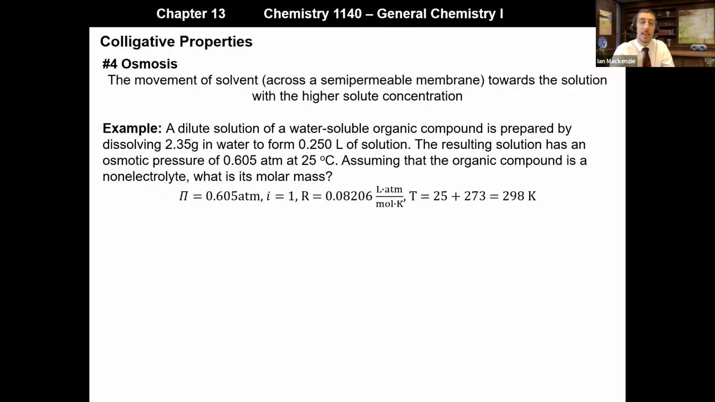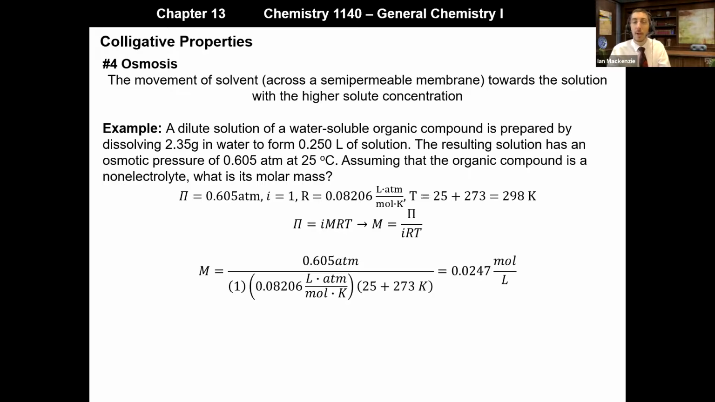Now, if I look at my equation, pi equals i M R T, and rearrange to solve for the concentration here, because I know pi, I know i, I know R, and I know T. I'll rearrange this to solve for the concentration. And if I plug the values in, I come out with molarity as being 0.0247 moles per liter. And why exactly do I need moles per liter if I'm trying to get to molar mass? Well, I have a concentration and I have a volume. This will allow me to calculate the number of moles of that organic compound that's present in the solution.